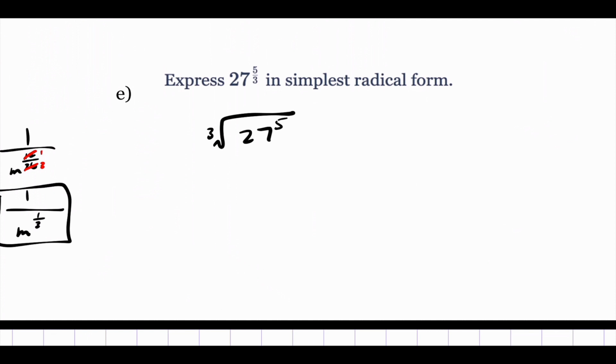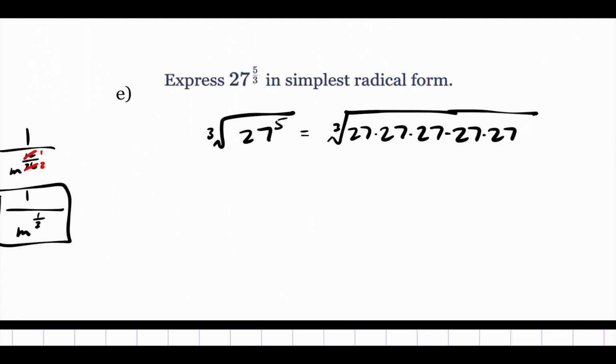Okay, all right. So to figure out triples, how many triples am I going to have? 27, I don't have to break it down, but how many 27s do I have? It's to the fifth power, right? So I have 5 of them. I'm looking for triples. I got one triple.